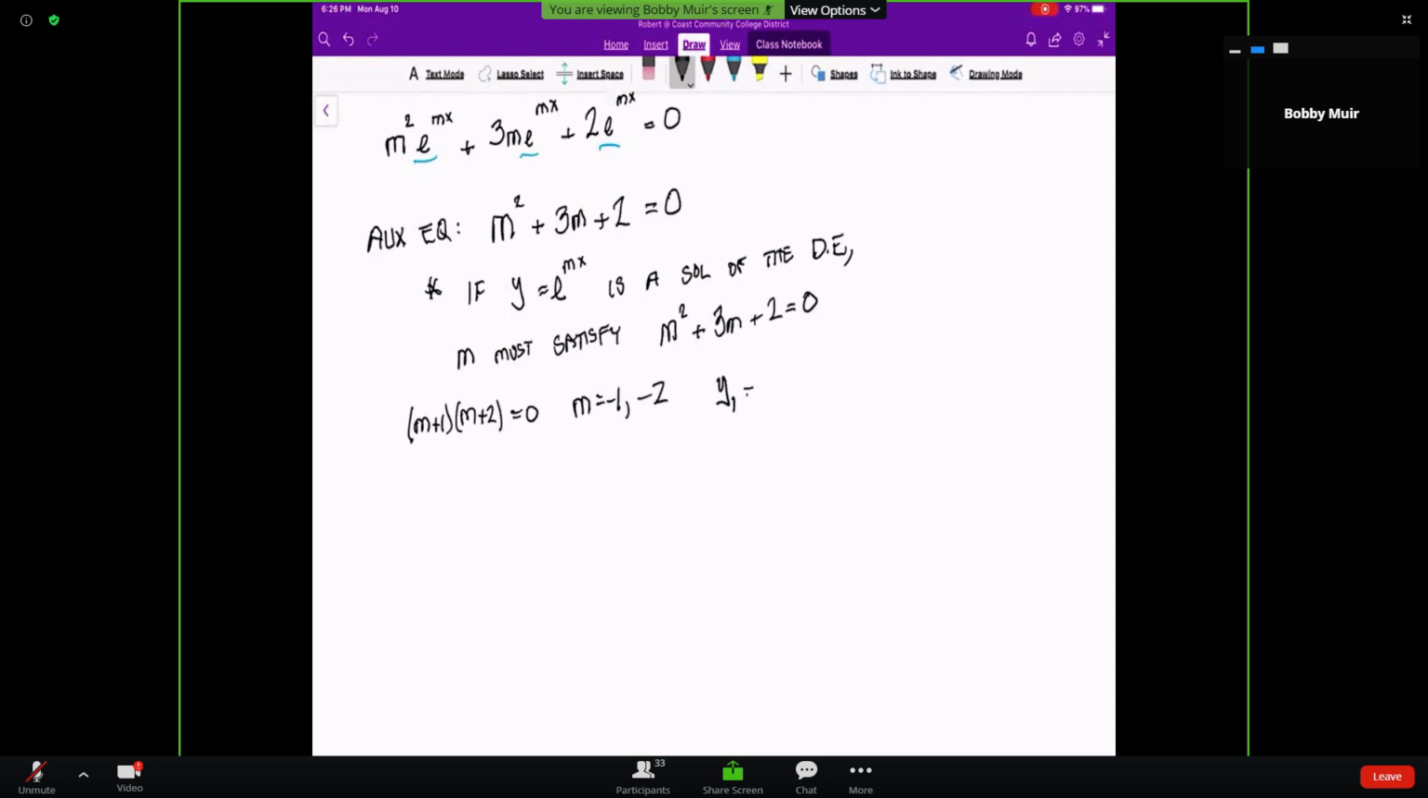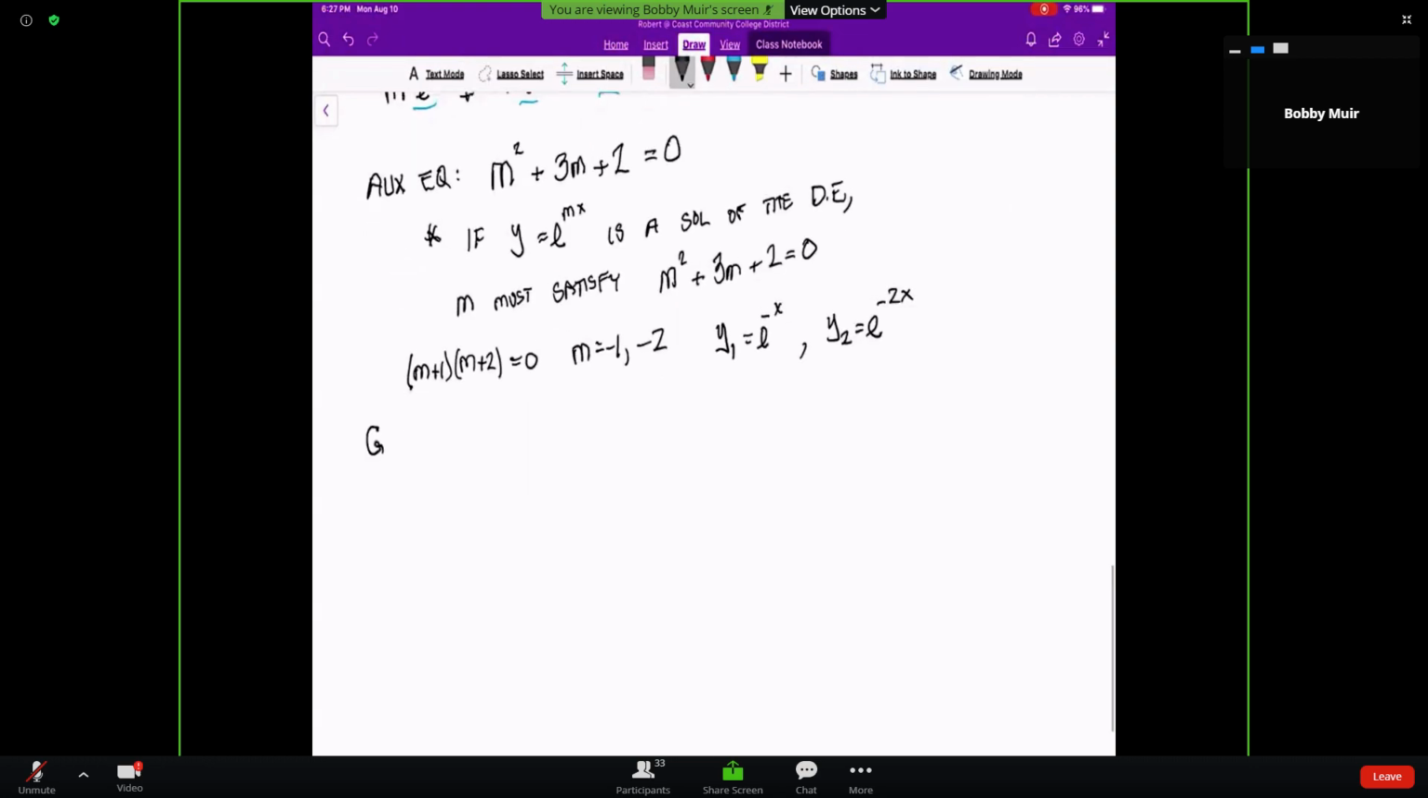So we have two solutions here: y1 equals e to the negative x and y2 equals e to the negative 2x. Now these are different from each other. We will find later that they are what are called linearly independent. We have a way of checking that with functions. It's a procedure, or it's a thing you plug in called the Wronskian. Okay. And so the general solution, remember we have to have two arbitrary constants. y is going to be C1 e to the negative x plus C2 e to the negative 2x.